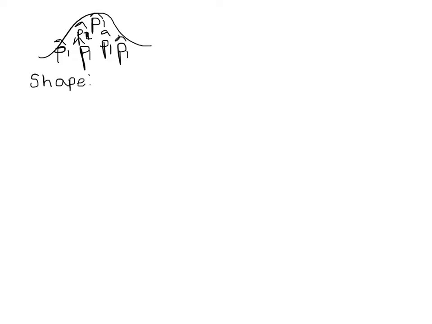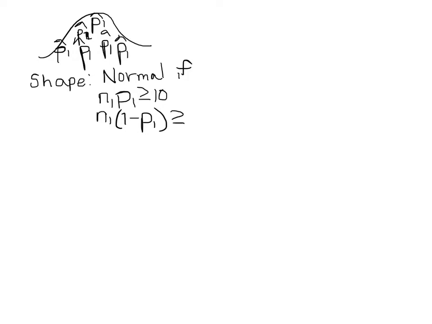Some things to know about the sampling distribution. Shape. Okay, it's normal if, and this is a rule that we already know, the sample size from this population times the population proportion has got to be greater than or equal to 10. And likewise, the sample size from this population times 1 minus the population proportion also has to be greater than or equal to 10.